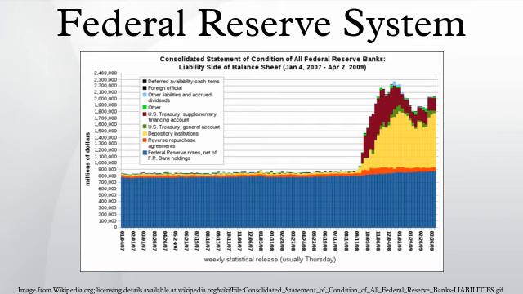to provide financial services to depository institutions, the U.S. government, and foreign official institutions, including playing a major role in operating the nation's payment system, to facilitate the exchange of payments among regions, to respond to local liquidity needs, to strengthen U.S. standing in the world economy, addressing the problem of bank panics.